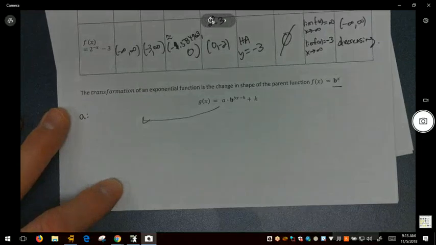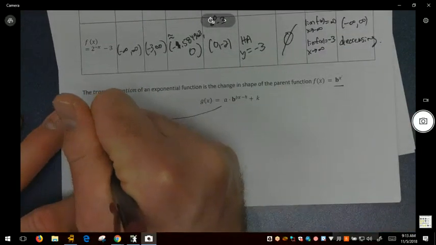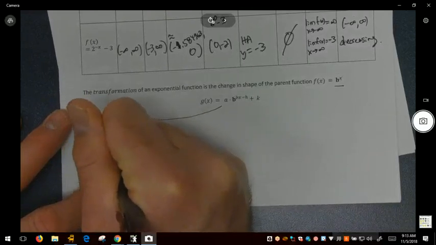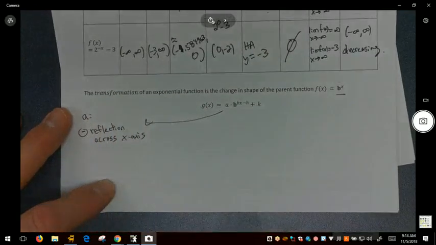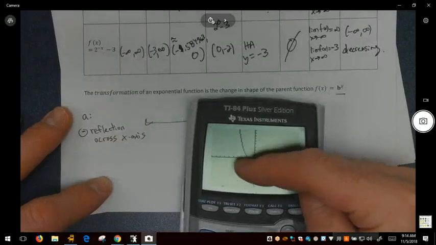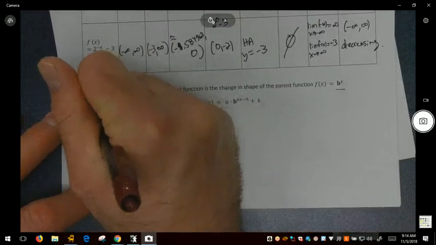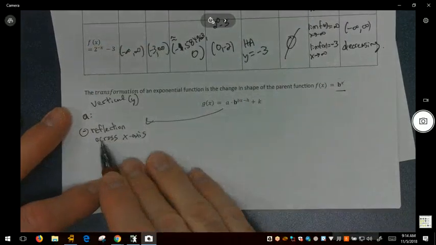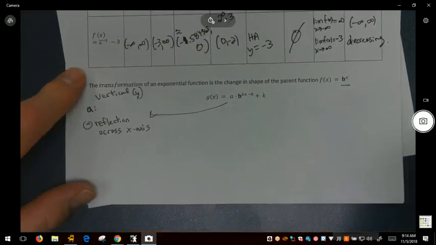And in Algebra 2, you learned that a does a couple things. If a is negative, it will give a reflection across the x-axis, which is actually a vertical translation. Because instead of a point being up here, it's now down here. We've moved the point vertically. So a is vertical. This is all going to be vertical stuff that affects the y-coordinate. If it's negative, it's a reflection across the x-axis.